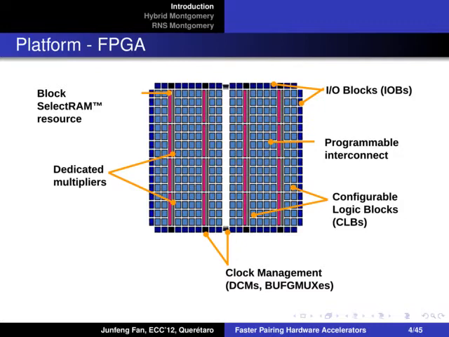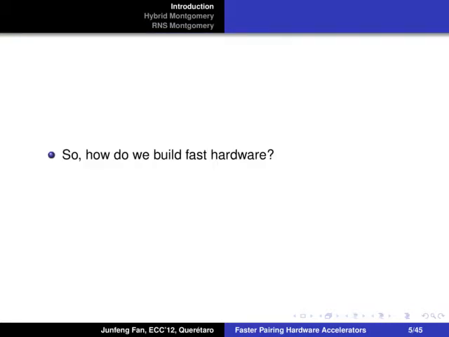As explained in the previous talk, you have different logic cells, and modern FPGAs also give you some other building blocks. For example, you have dedicated multipliers, 18 by 18 bits, 18 by 25, and so on. You have memories, interconnection, and clock generators. So you try to make use of these resources and make your implementation as fast as possible. So the question is, how do we build fast hardware?